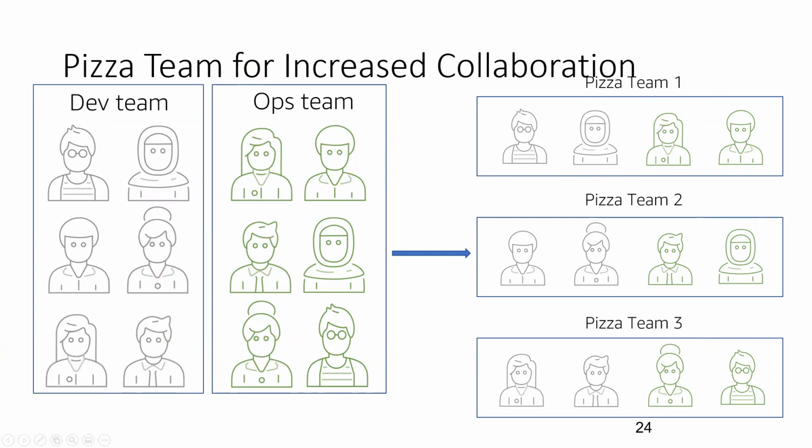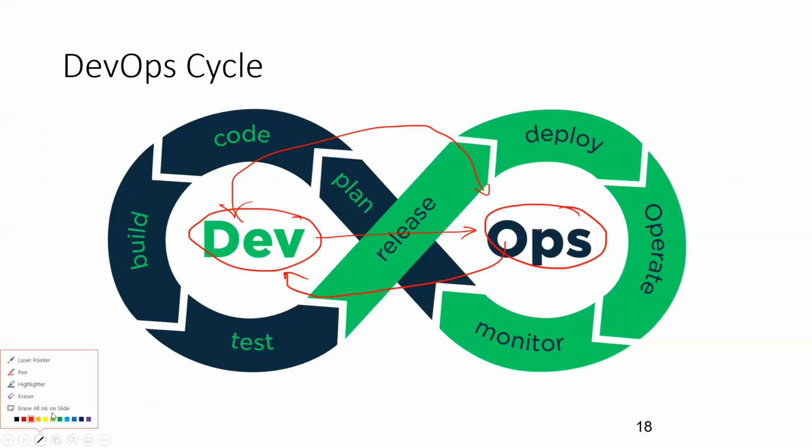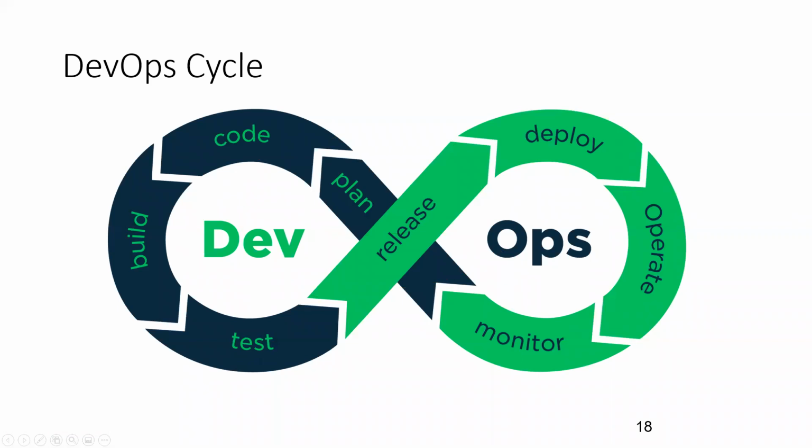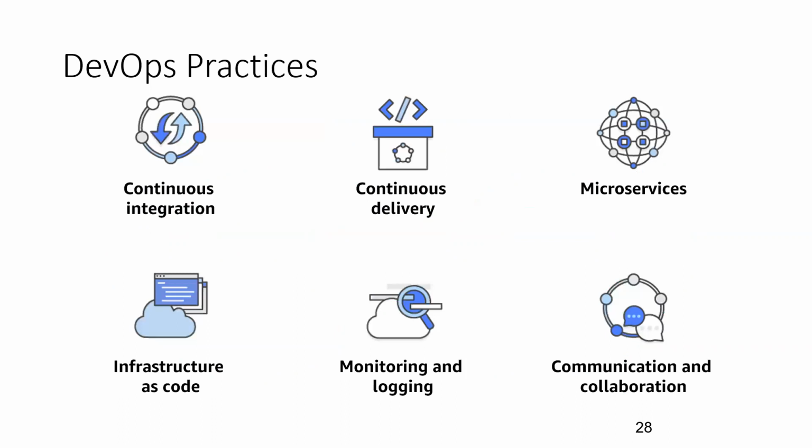Now, to achieve this, everyone should know everything. I should not keep dependencies between people. So to avoid the dependencies, in the world of DevOps, there are 6 practices that you need to adopt. One is continuous integration, then continuous delivery, microservices deployment, infrastructure as code, monitoring and logging, communication and collaboration.